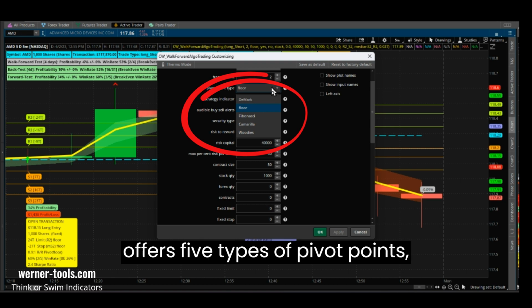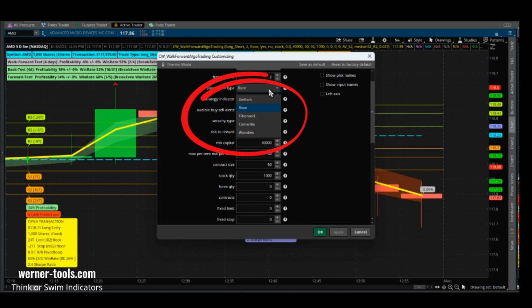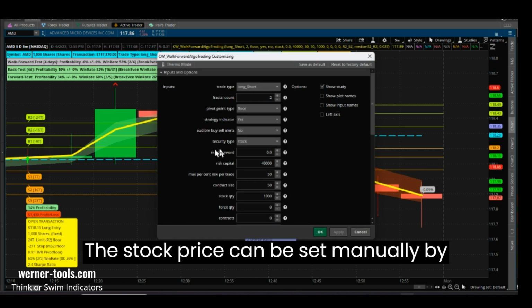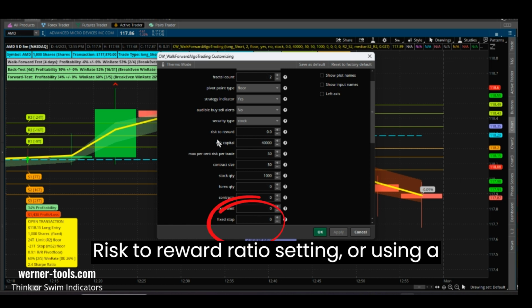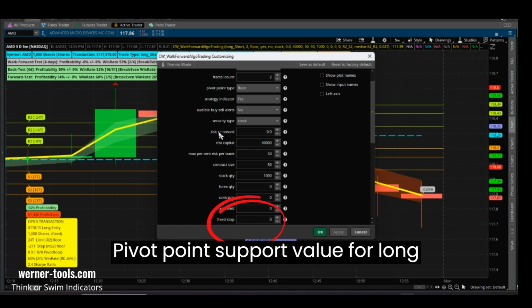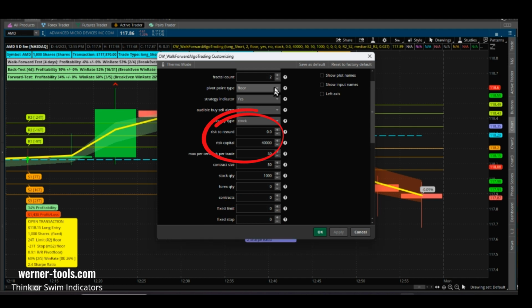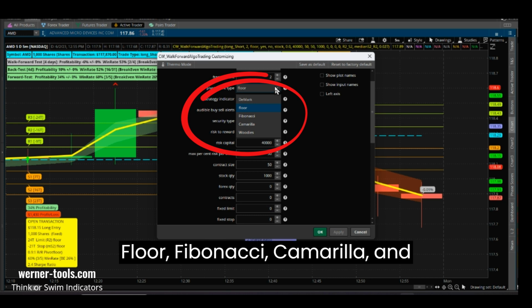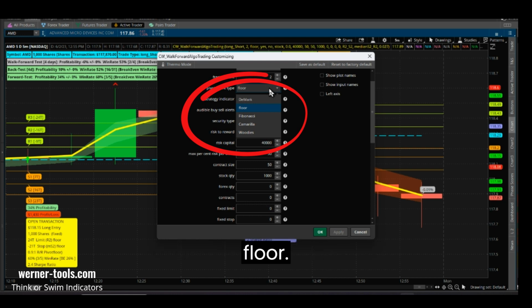The tool offers 5 types of pivot points: DeMark, Floor, Fibonacci, Camarilla, and Woody's. The default type is Floor. The stop price can be set manually by adjusting the fixed stop setting, the risk-to-reward ratio setting, or using a pivot point support value for long trades or resistance value for short trades. The tool offers the same 5 types of pivot points, and the default type is Floor.